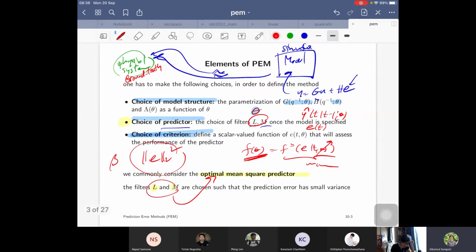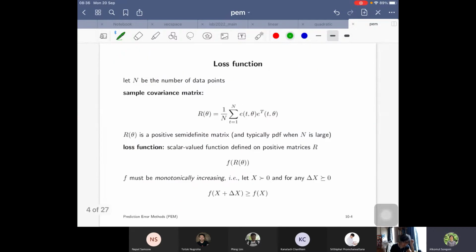So in the next slide, let me discuss the choice of criterion a little bit. This is called the loss function. Suppose you have the error term. For SISO, the error will be a scalar. For MIMO, the error would be a vector.